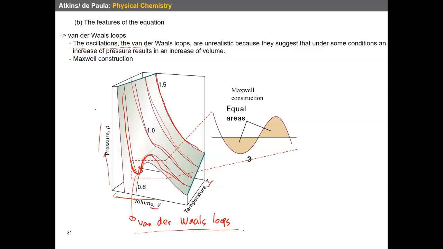So this is the graph drawn by the van der Waals equation. In this graph we can find that oscillation, which is called the van der Waals loop. But this van der Waals loop is unrealistic, it's a kind of nonsense situation. The volume is decreased, but the pressure also decreases. It's not true actually. When volume decreases, pressure increases. This is the realistic case.